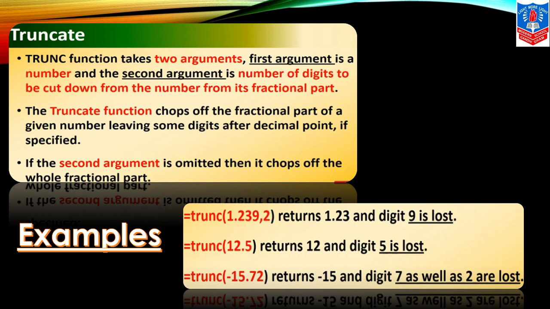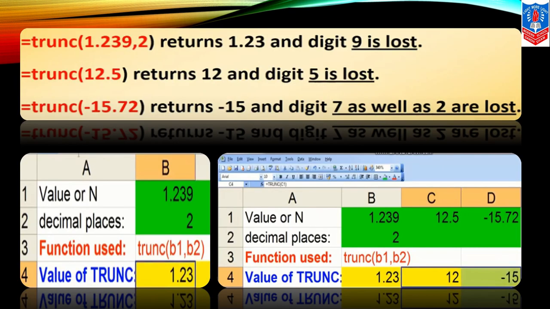Trunc minus 15.72. Okay, same way हमने यहाँ पे 72 के बाद कॉमा करके कोई दूसरी argument नहीं दी. It returns minus 15 and digit 7 as well as 2 are lost. Here more examples are given, children. You can see. Just go through your textbook also.